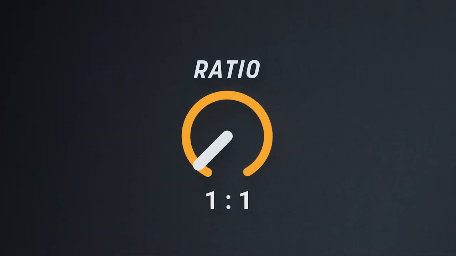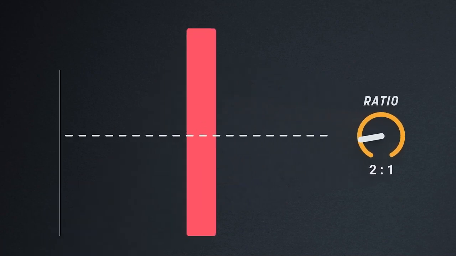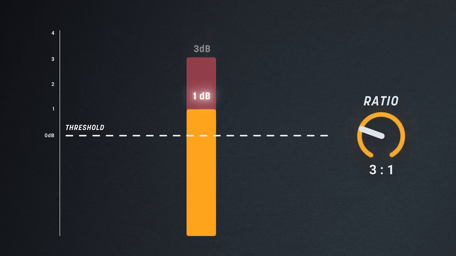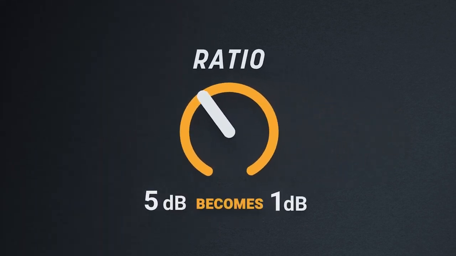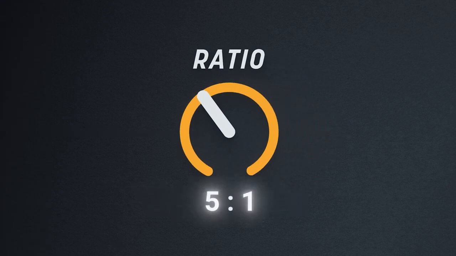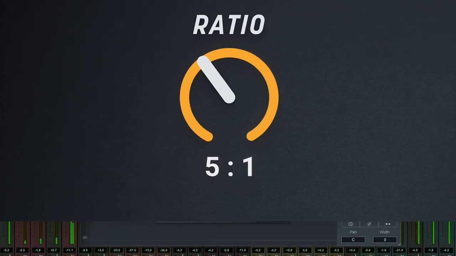The ratio determines how much compression occurs once the signal rises above the threshold. In a standard compressor, a ratio of 3:1 will output just 1 dB for every 3 dB that breaches the threshold. Similarly, with a ratio of 5:1, the compressor will output 1 dB for every 5 dB that passes the threshold. You can think of this as a simple division. The compressor will divide the signal that breaches the threshold by the ratio and output accordingly.